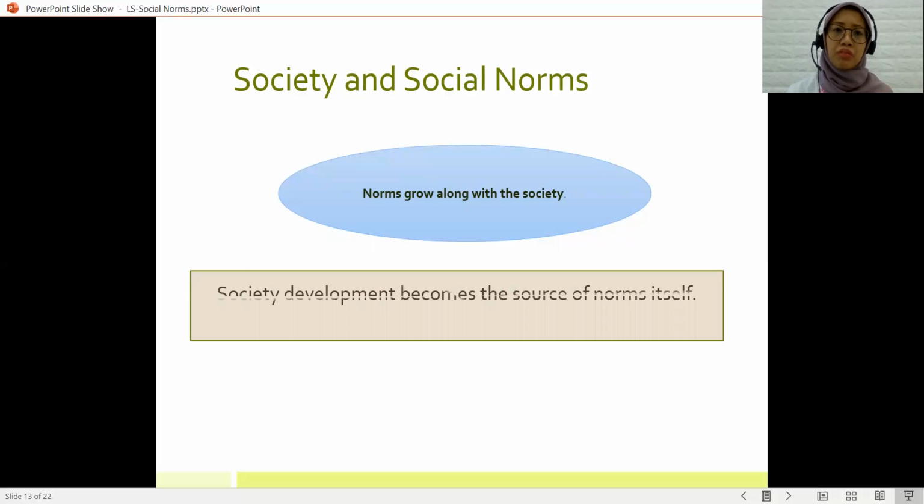I already mentioned before that norms grow along with society. Long ago, we didn't have cyberbullying as a conduct. Right now, we talk about it. And society's development itself becomes the source of norms. Right now, we communicate rapidly through social media. That is why social norms regarding social media are being discussed a lot. The ethics of contacting other members of the university using social media are being discussed a lot, right?